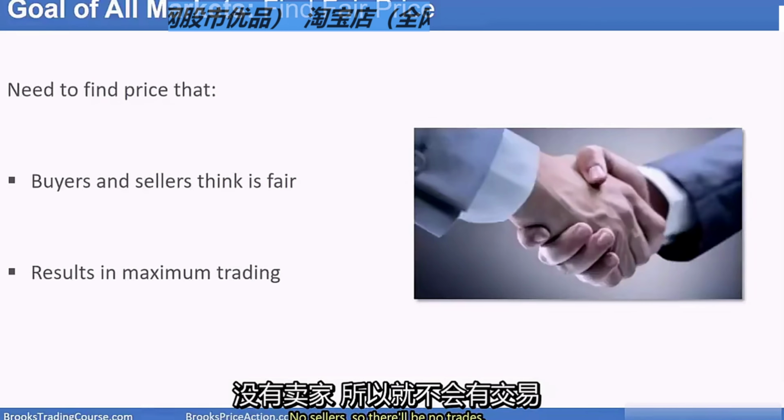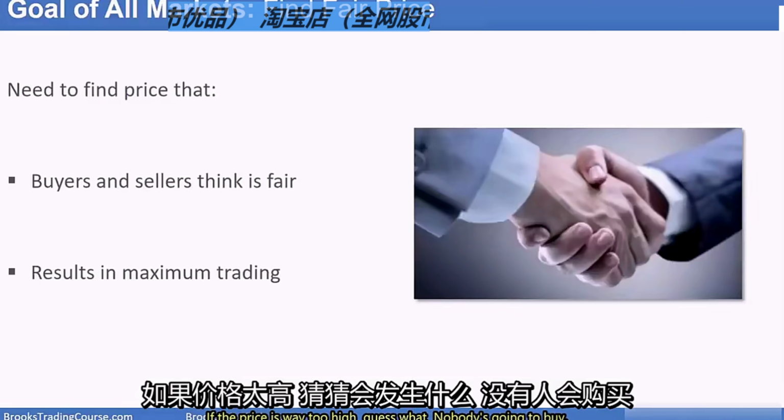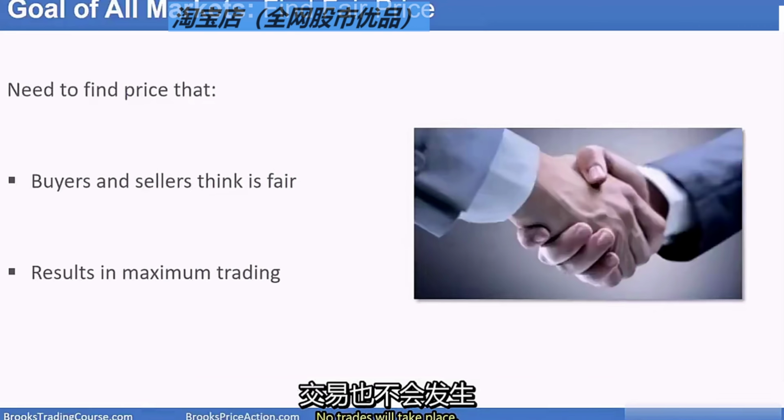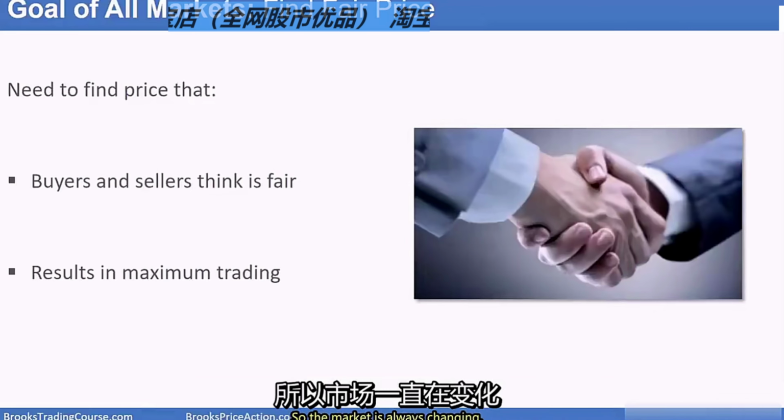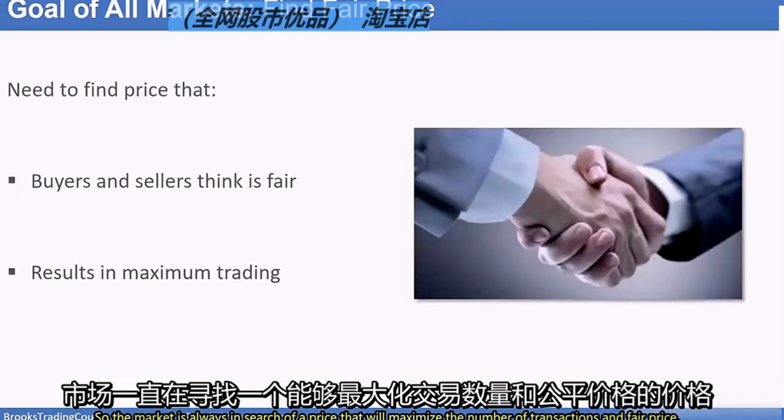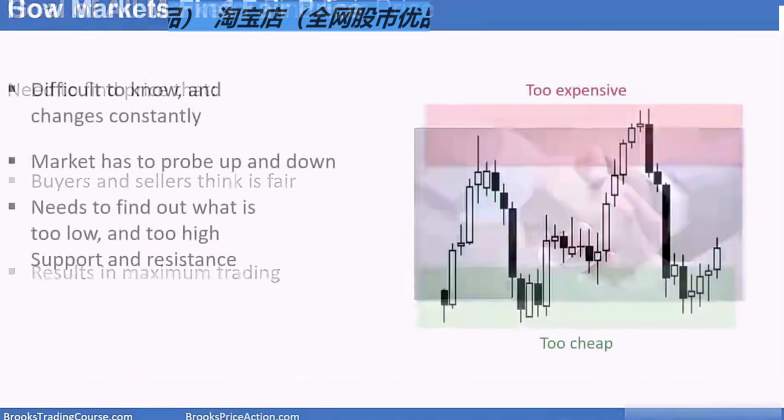If the price is way too low, guess what? No sellers, so there'll be no trades. If the price is way too high, guess what? Nobody's going to buy. No trades will take place. So the market is always in search of a price that will maximize the number of transactions, the fair price.